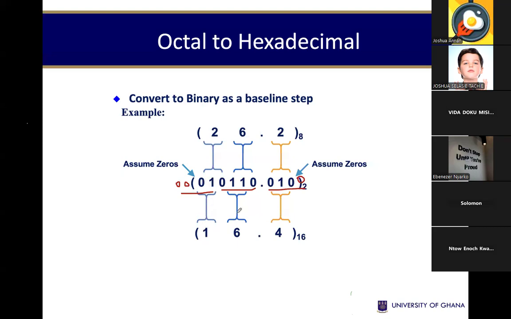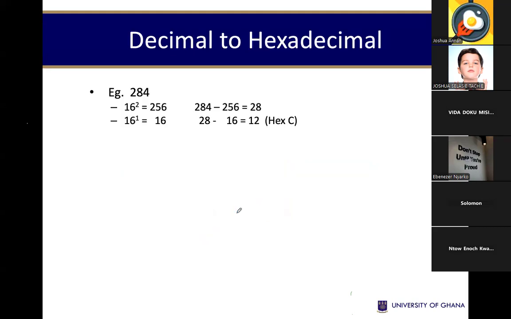That's it. So with the idea of converting binary to hexadecimal, you can easily get it done by the groupings in 4 bits or in nibbles. Okay, because we know that 4 bits is the same as 1 nibble. Okay. So decimal to hexadecimal equivalent, we can actually do that.